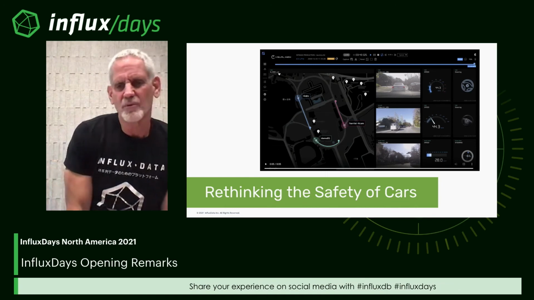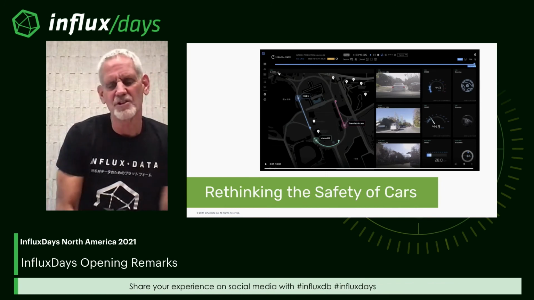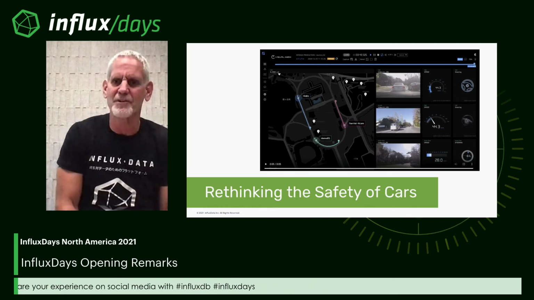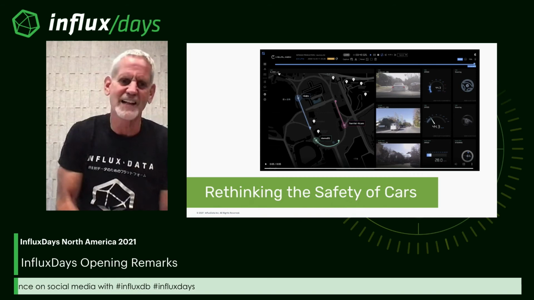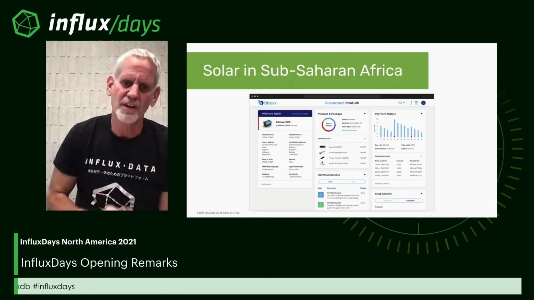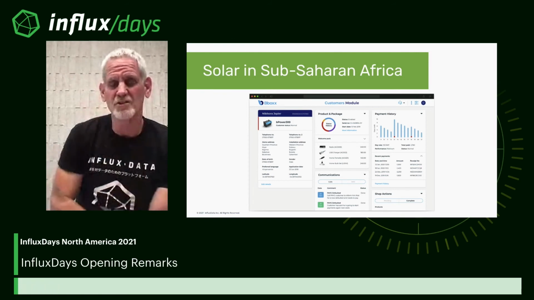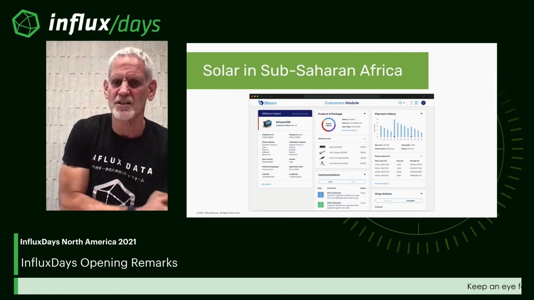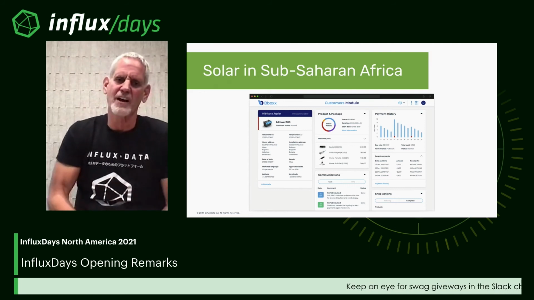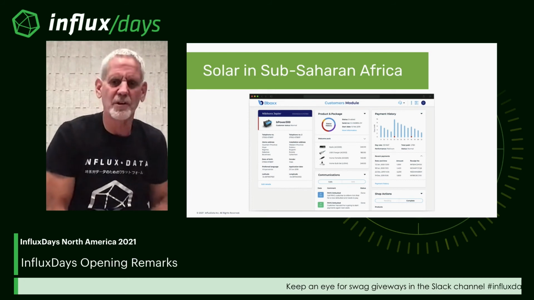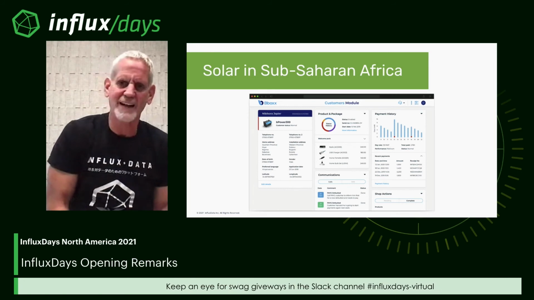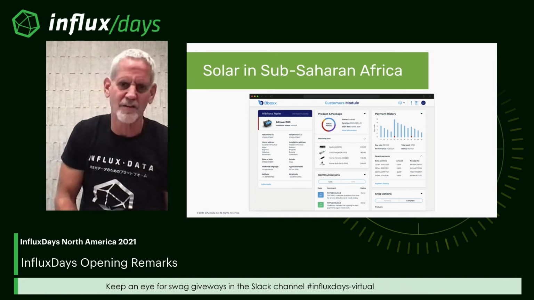Also, when we think about rethinking the safety of cars, a Japanese company that we work with does incredibly interesting visualizations to map the safety of cars and things like that. That's all built on Influx data. Super exciting stuff. And when we think about changing the world or affecting climate change, a company we've worked with for a long time, Bboxx, builds solar in sub-Saharan Africa and other parts of the world, where they build solar generators for small villages so they're able to get access to solar power, and they track all of that with Influx.